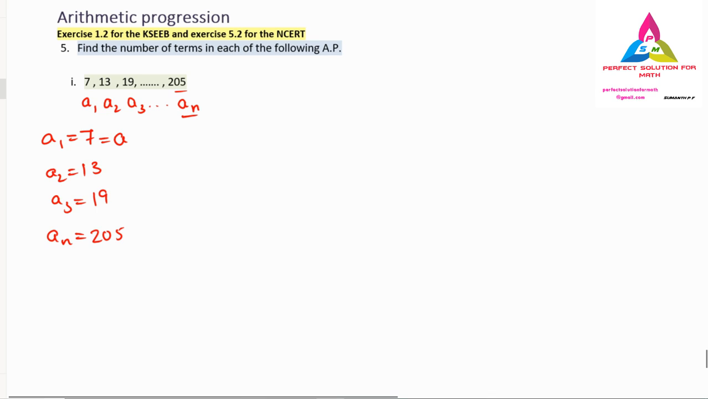So it is a simple thing for us. What is the formula to find the an term? an is equal to a plus n minus 1 into d. Now you can say what we have to find over here. Number of terms we have to find, which is nothing but n. In the fourth question we studied finding an, but here the number of terms we have to find. So remember: number of terms means n, nth term means an.